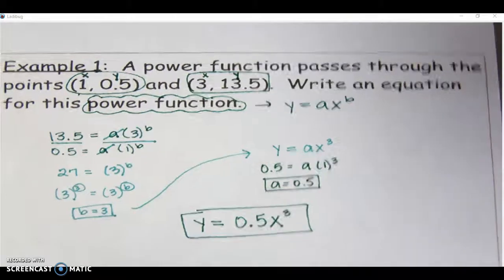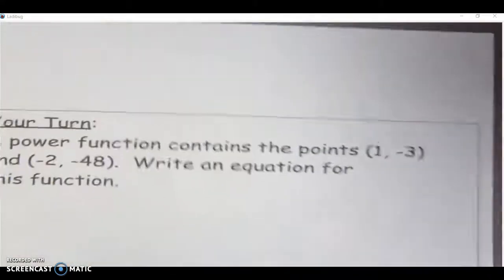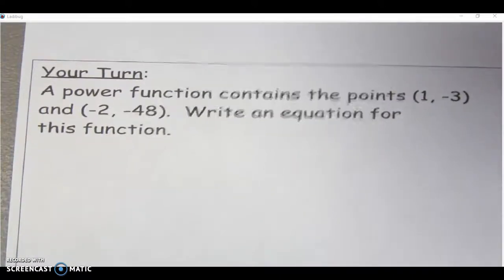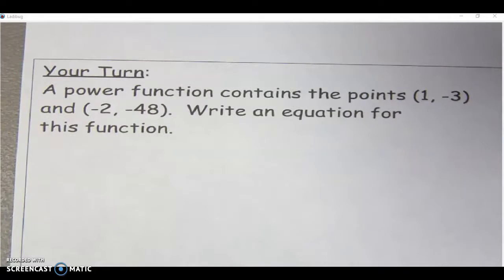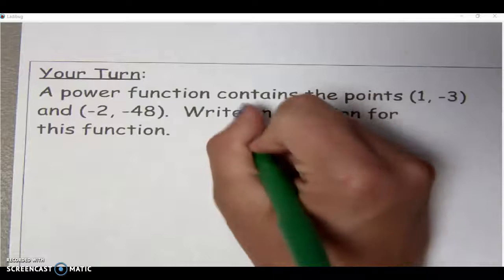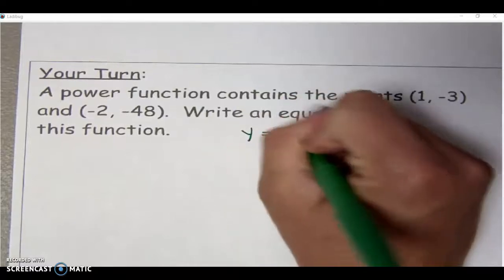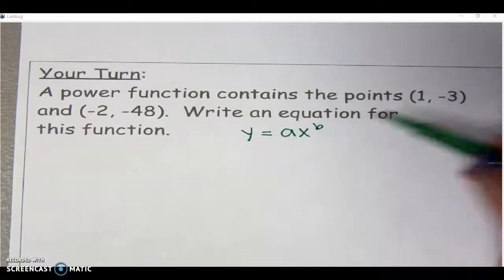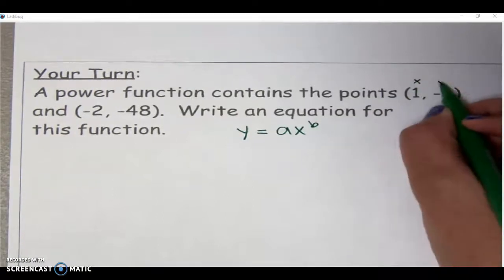Okay, so we're going to try another one of these. Pretty much the same kind of thing, just different ordered pairs. This one says a power function contains the points (1, -3) and (-2, -48), and we want to write an equation. So we know a power function is y equals ax to the b power. We've got to fill in what a and b are going to be. So we have two ordered pairs.